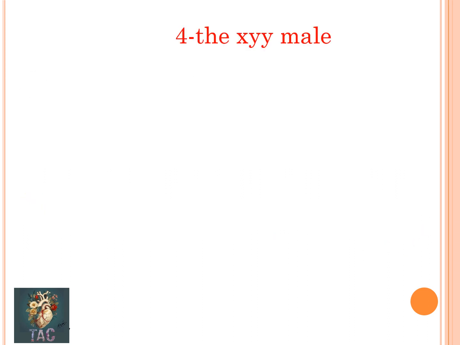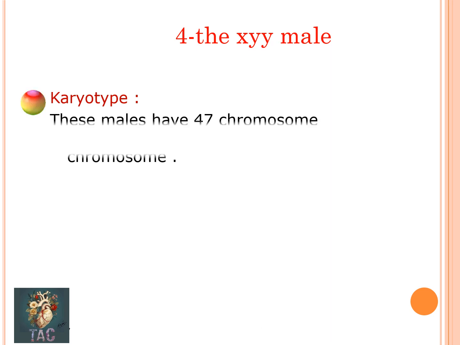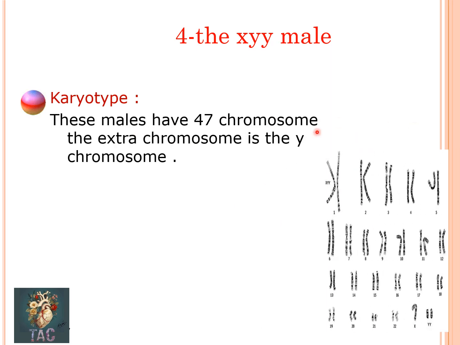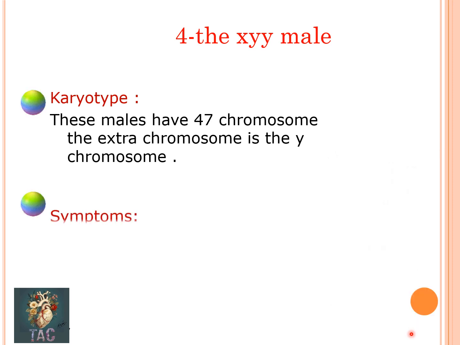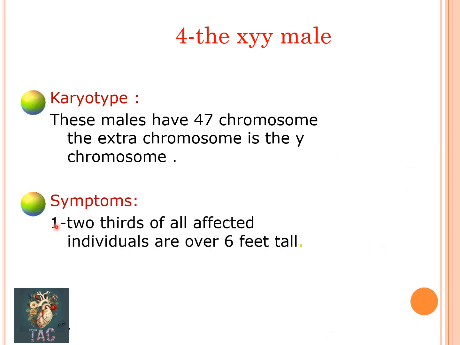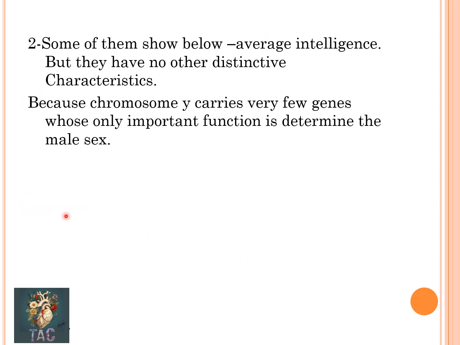The fourth and last type of trisomy of the sex chromosomes is XYY males. The karyotype is usually 47 chromosomes with an extra Y chromosome. You can see an extra Y chromosome present over here. Symptoms are that usually two-thirds of all individuals are about 6 feet tall. Some of them show below average intelligence, but they have no distinctive characteristics because chromosome Y carries very few genes whose only important function is to determine the male sex.